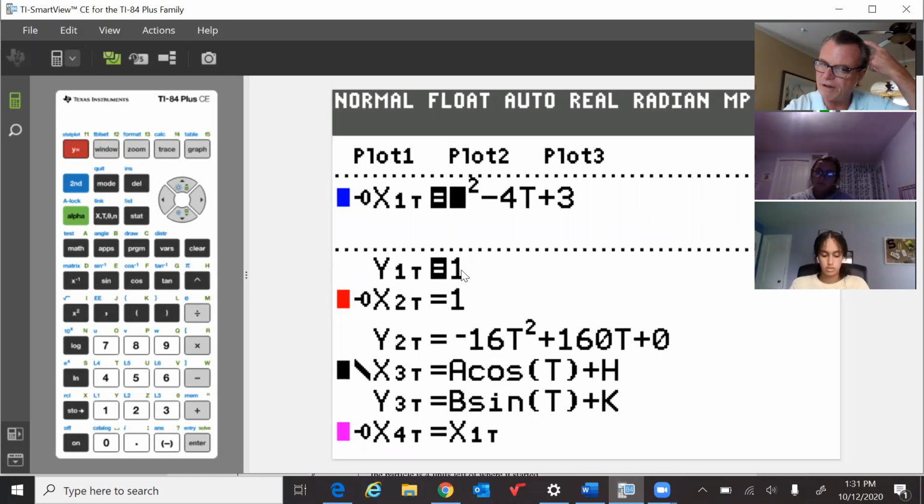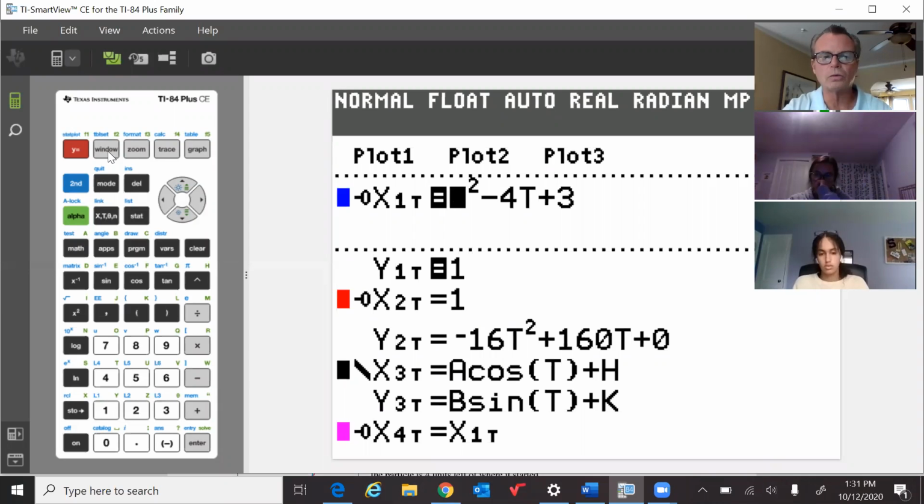You want to avoid having y equals 0 because you don't want it traveling along the axis. You're not going to be able to see the path of the particle since the axes are superimposed on top of it. Okay?